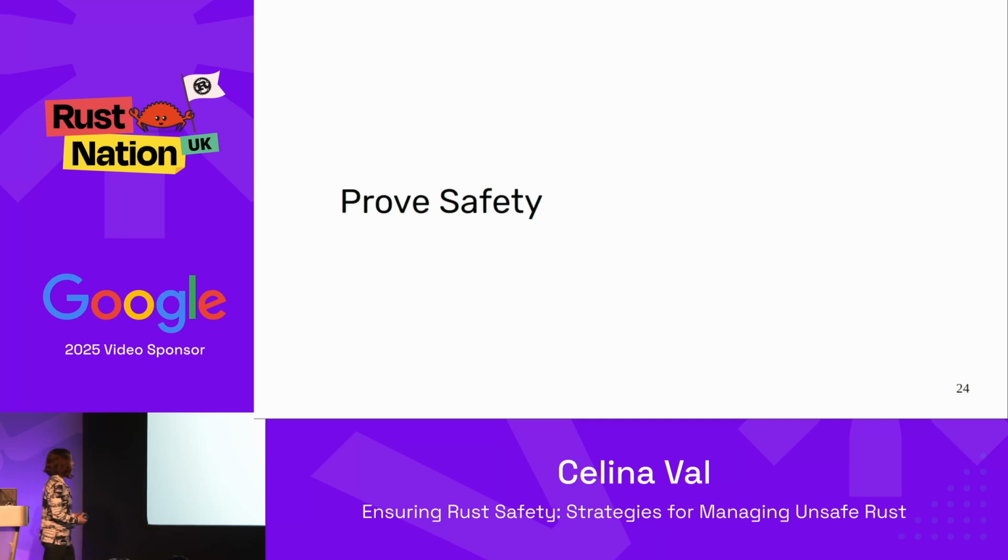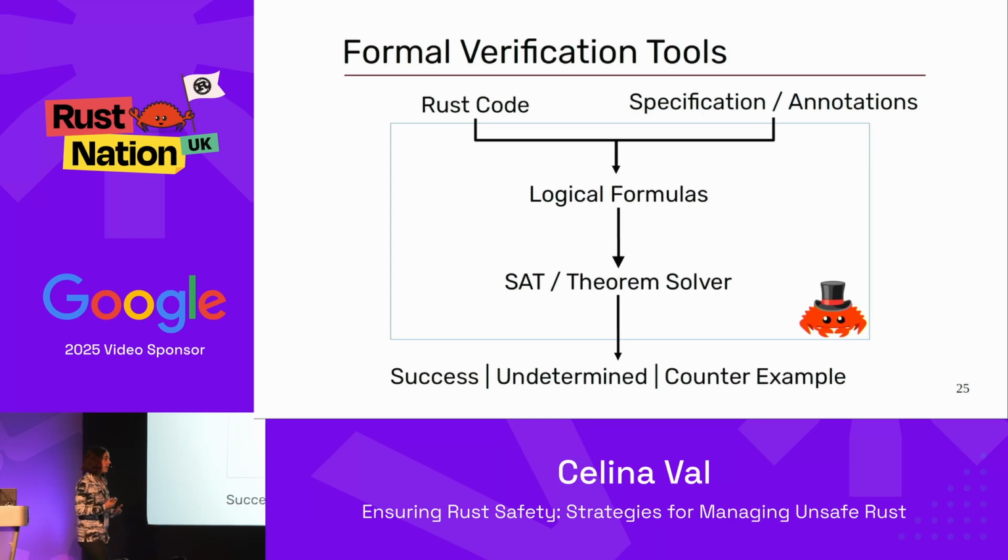And finally, the last thing I want to talk about when it comes to staying safe is proof safety. As I said, with safe code, the Rust compiler gives you the guarantee you're safe. But you can still prove safety with Unsafe. And the way you do this is by applying formal verification.